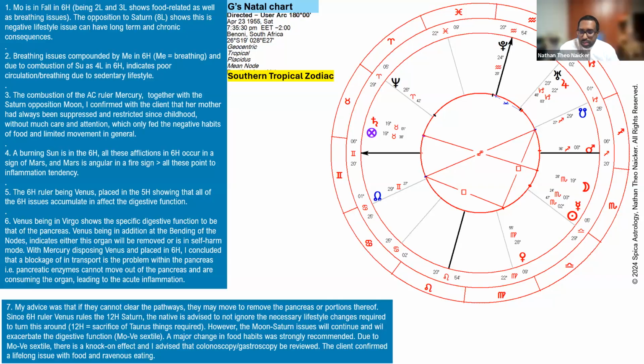Since the 6th house ruler in the chart, Venus, also rules the Saturn, which is in the 12th house, the native is advised to not ignore the necessary lifestyle changes required to turn this around, because the 12th house is what you have to sacrifice. And if Saturn is in Taurus in the 12th house, you've got to sacrifice things you like to eat. The good things in life. Saturn in Taurus is saying you've got to bring it down. You've got to do an offering. The 12th house is an offering that you make to the gods.